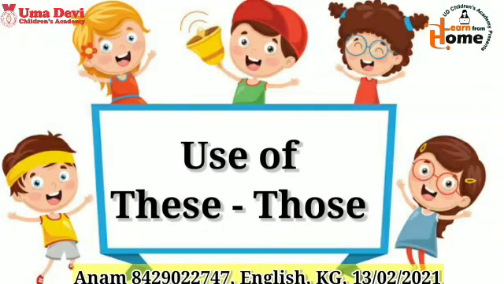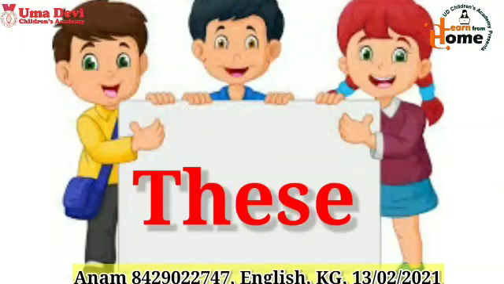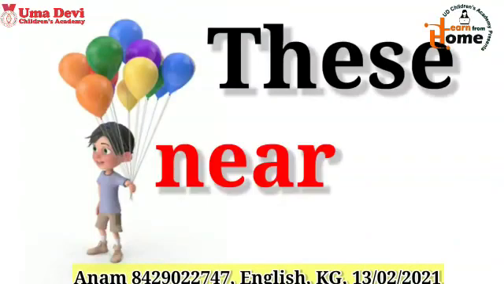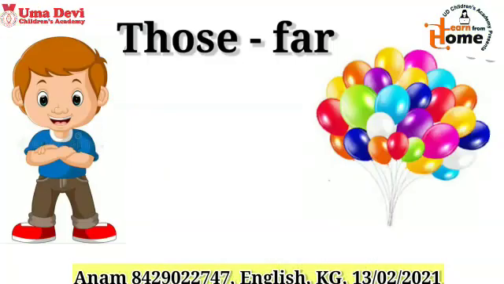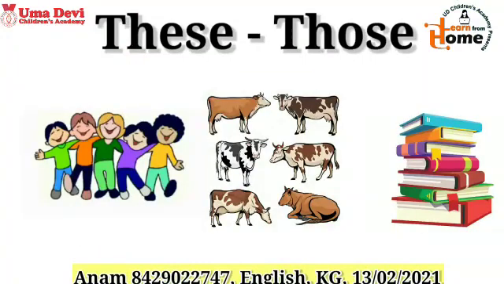Children, in our previous classes I taught you many times about use of these and those. Today we will once again practice use of these and those. Tell me when to use these. We use these to show plural nouns which are near to us. Tell me when to use those. We use those to show plural nouns which are far from us. We use these and those to show many persons, animals or things.